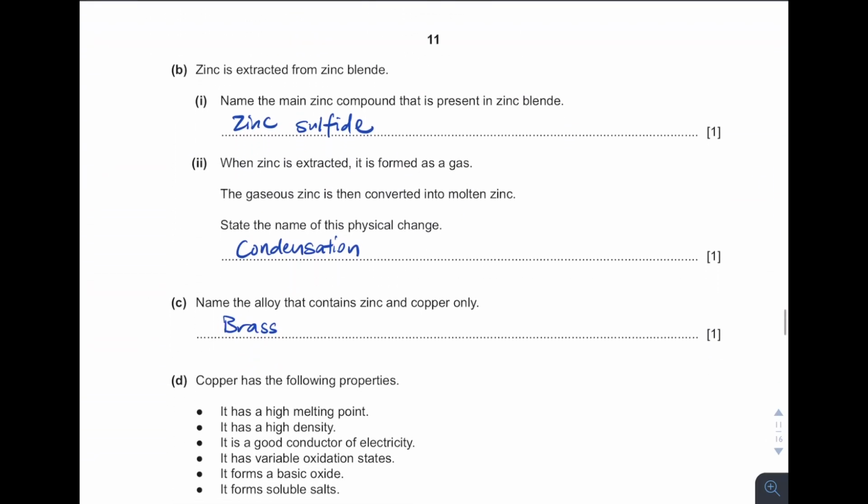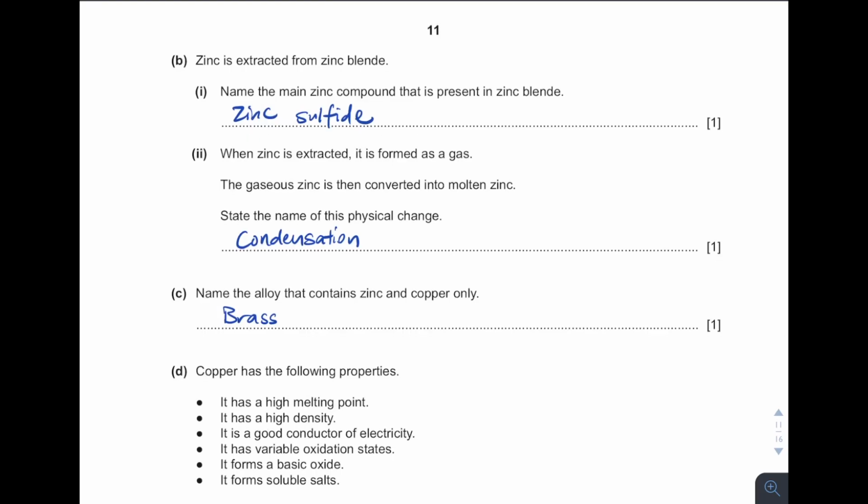Okay, then, name the zinc compound that is present in zinc blende. Remember, zinc blende is ZnS, isn't it? And ZnS is called zinc sulfide. "-ide", it has to be "-ide". And then from gas into liquid, it is called condensation. And then what is the alloy that contains zinc and copper? It is brass.